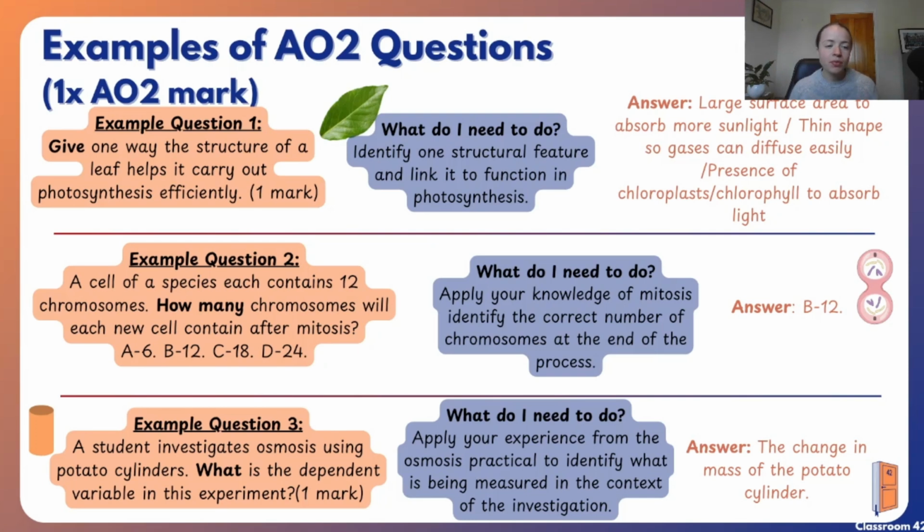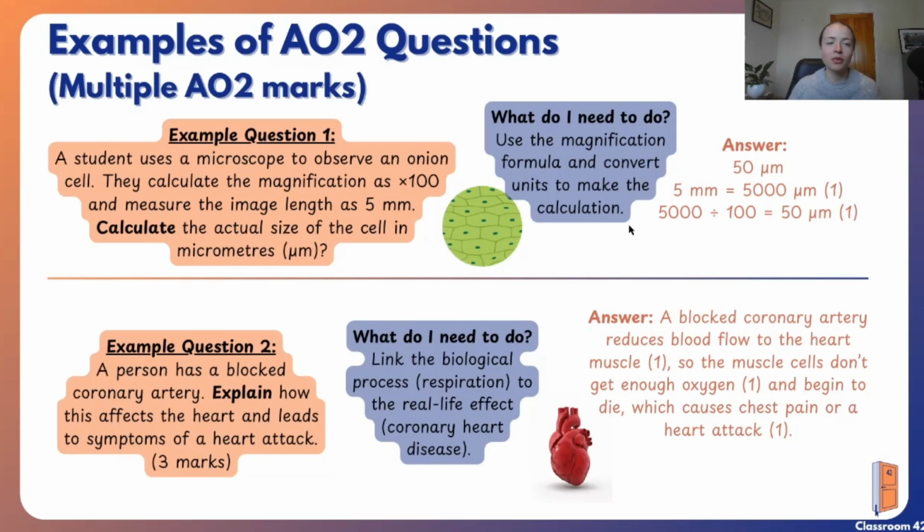And question 3: a student investigates osmosis using potato cylinders. So this is required practical 3, osmosis. What is the dependent variable in this experiment? So here you are applying your experience from the osmosis practical to identify what is being measured in the context of the investigation. And here it will be the change in mass of the potato cylinder. So whatever we end up changing in the experiment, the mass of the potato cylinder is what we are going to be measuring. And so here are some examples of some questions with multiple AO2 marks.